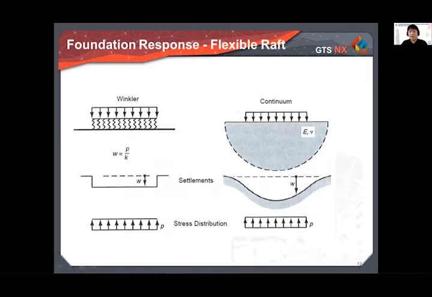Now, in the case of the flexible raft, on the left-hand side, you have the case of the single set of springs, which gives you uniform settlement and uniform stress distribution. However, elastic theory shows that the stress distribution under the raft is going to be constant, as in the previous case, but the settlements are going to vary. The highest settlements occur at the center of the raft, and the smallest settlement occurs at the edge. Again, based on the definition of the Winkler springs, you will expect higher springs at the edge and the lowest at the center.